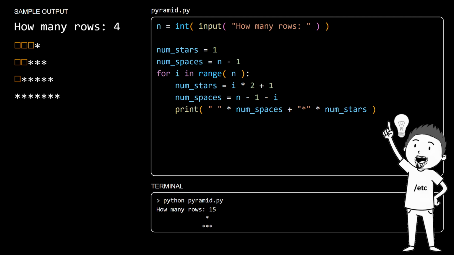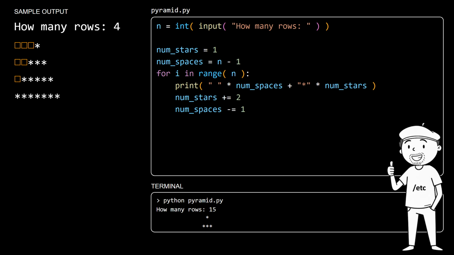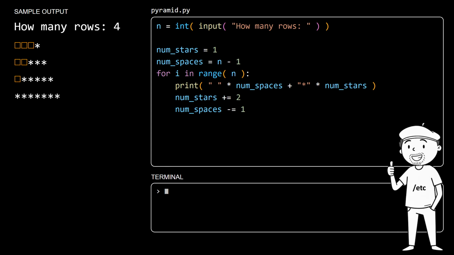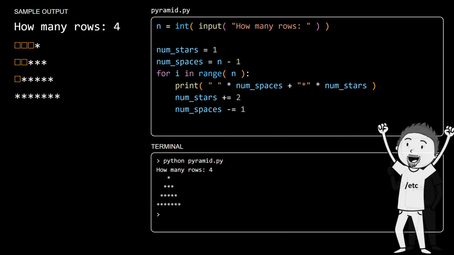Then in our loop, we simply print num spaces spaces followed by num stars stars, and then we change the variables to prepare for the next time through the loop. So we add 2 stars and subtract 1 space. And this all replaces our 2 complicated expressions, which makes our inner code critic happy. Okay, let's see if it all still works the same. Input 4 rows, and there it works. And let's try 2 again. Looks good. And let's try 5 again. Looks good.